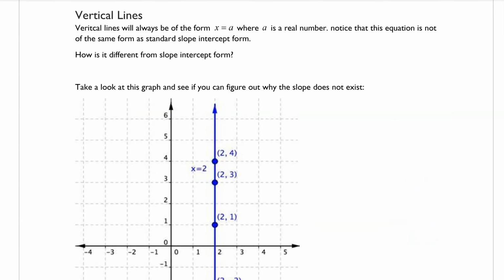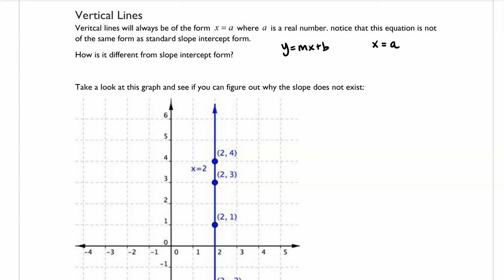So we've talked about horizontal lines. Now let's switch over to vertical lines. Vertical lines will always be of the form x equals a, where a is some real number. Notice this is not in the same form as standard slope-intercept form, because slope-intercept form looks like y equals mx plus b, and here we have x equals a. So it's not quite the same in that we don't have y showing up at all.